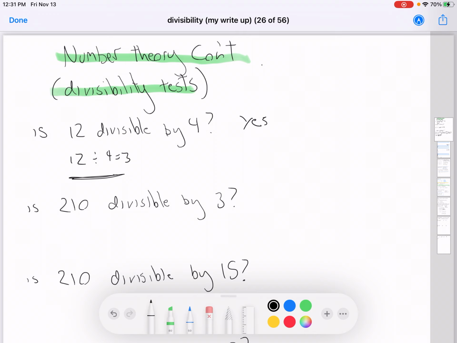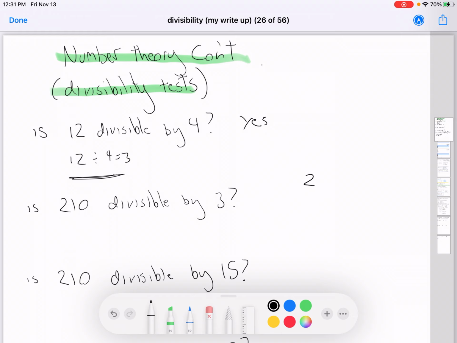Now, is 210 divisible by 3? Now, that's probably not one you have memorized, so there's always two options. Option 1, you do the long work until you find the answer and say, yes, it is divisible, or no, it's not divisible. You can always do that, but we want to see if we can come up with quicker ways to determine if things are divisible.